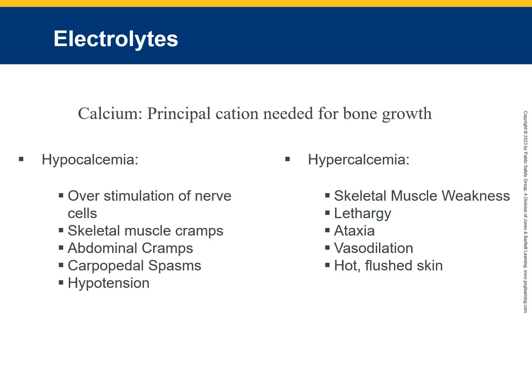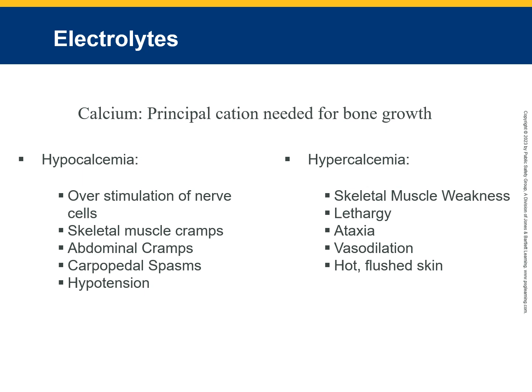Calcium is a principal cation needed for bone growth. Patients can be hypocalcemic or have low calcium. They're going to have problems with skeletal muscle cramps, abdominal cramps, carpopedal spasms, which is in the hand and the foot, hypotension, and vasoconstriction. Folks who are hypercalcemic or have high calcium can have skeletal muscle weakness, lethargy, ataxia, vasodilation, and hot flushed skin.